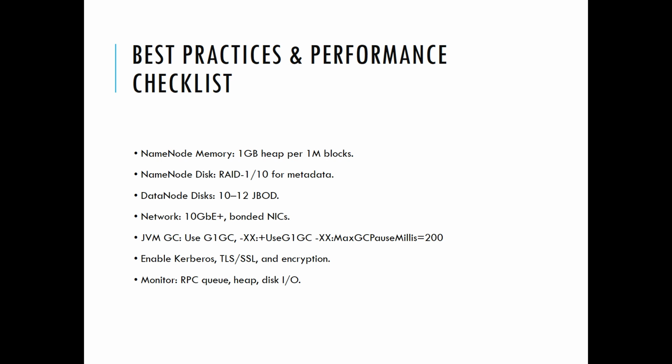with MaxGCPauseMillis=200 for balanced performance. Enable Kerberos, TLS or SSL, and data encryption to secure your environment. Finally, monitor RPC queues, heap utilization, and disk I/O actively for early detection of bottlenecks.